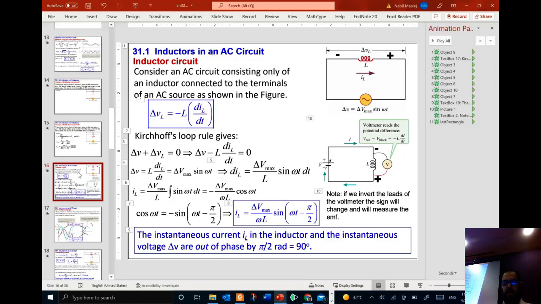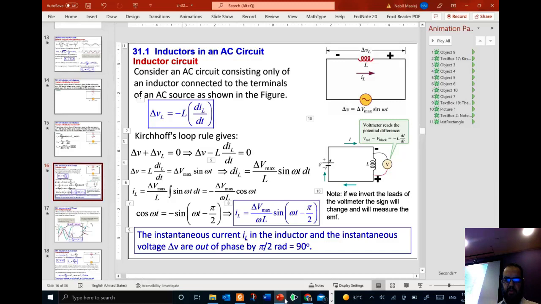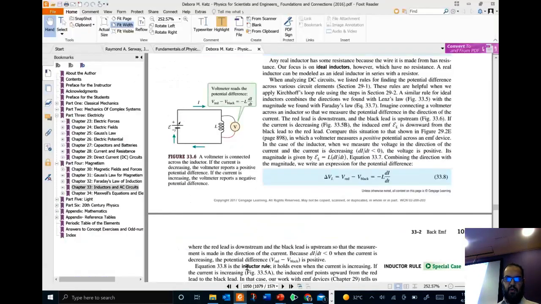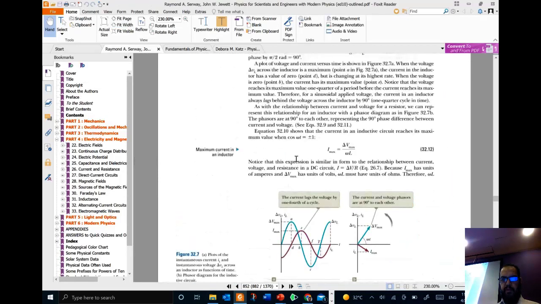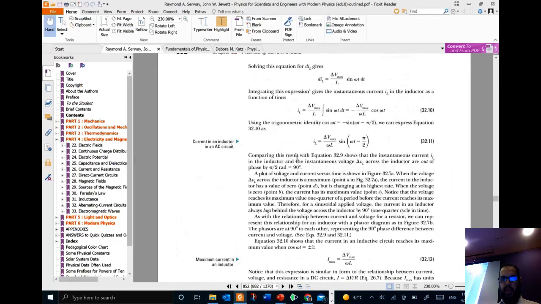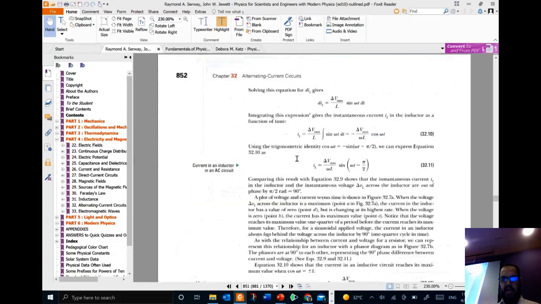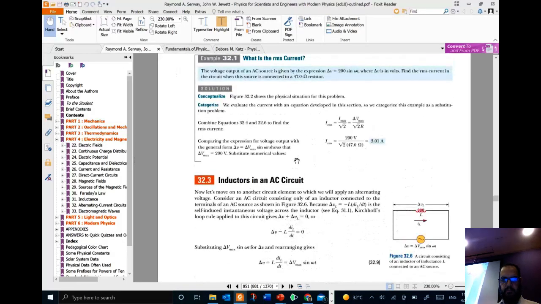But in another book, which is Halliday and Resnick, let me show you, they use a different convention. So Serway, your textbook, uses V_L is L di/dt. Where is it? Yes. Okay, so you can see here that V_L is minus L di/dt.